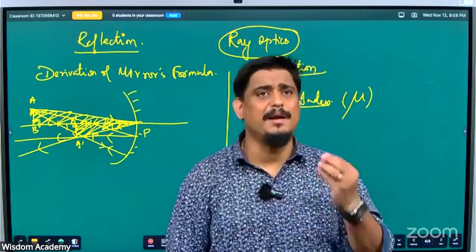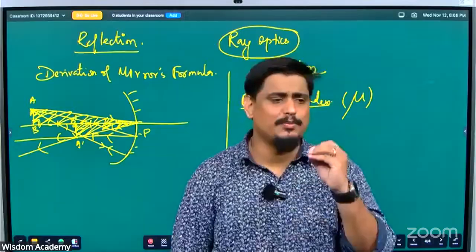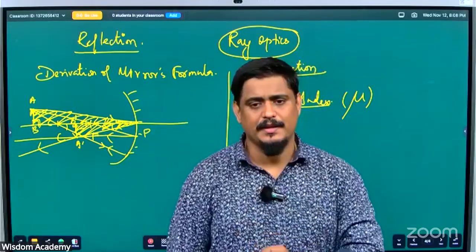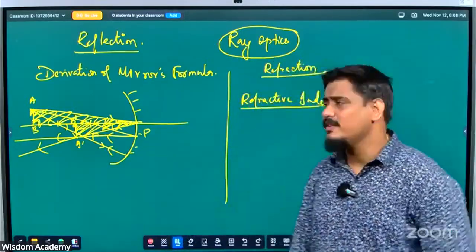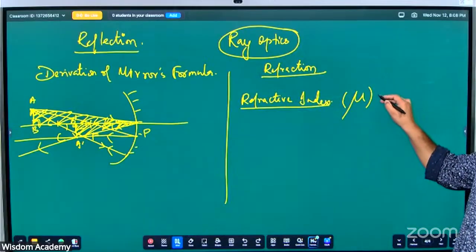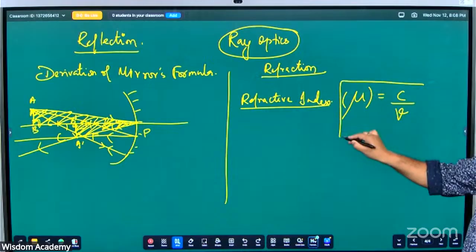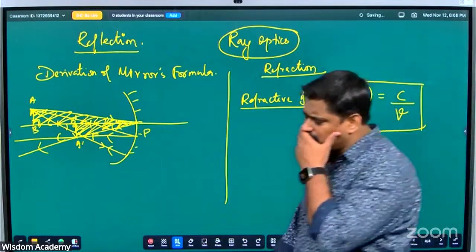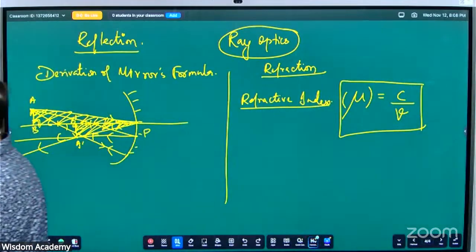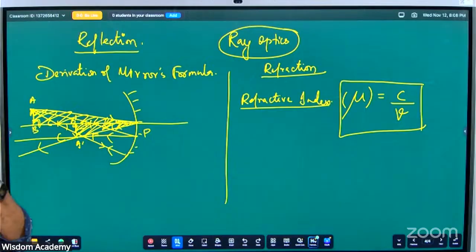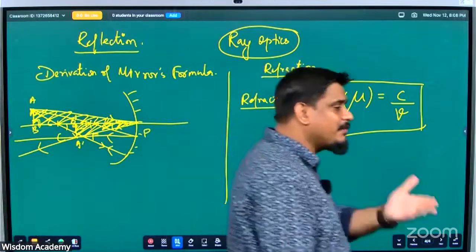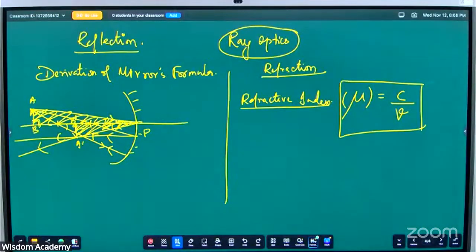So how much bending will be caused is purely governed by the refractive index of a medium. And what is the definition of refractive index? It is the ratio of the speed of light in vacuum to the speed of light in any medium. So always remember that if you divide the speed of light in vacuum, which is 3 times 10 to the power 8, by the speed of light in the given medium, you will get the refractive index of the given medium.